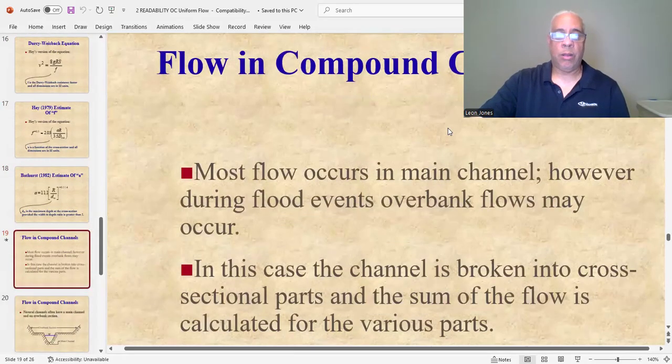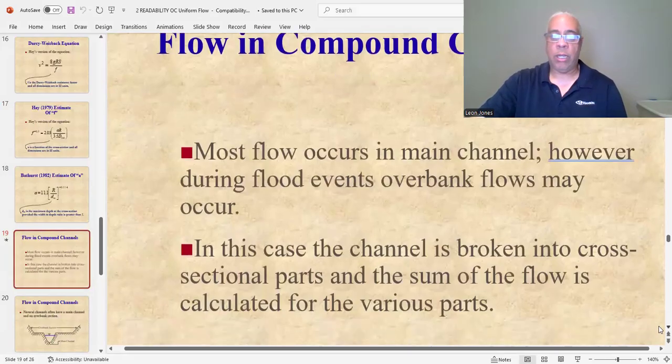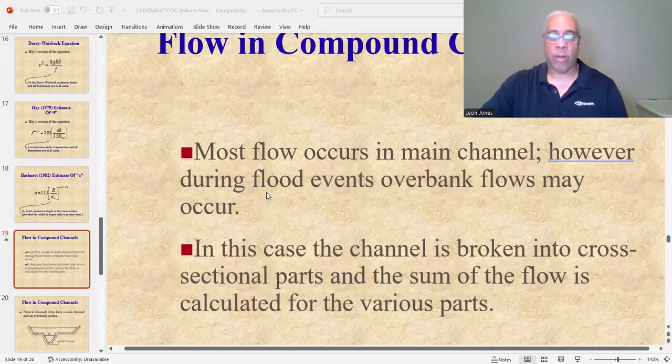Again, flow in compound channels. And as you look at it, most flow occurs in the main channel. However, during flood events, overbank flows may occur. In this case, the channel is broken into cross-sectional parts and the sum of the flow is calculated in the various parts.